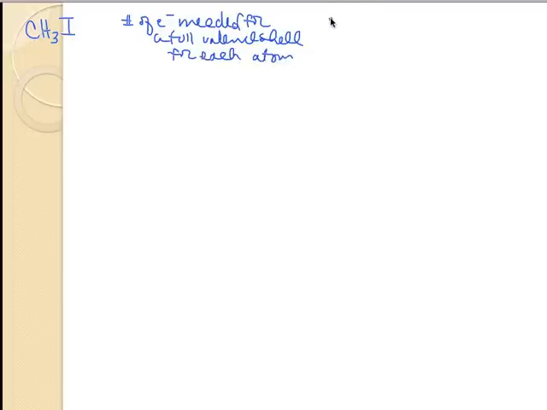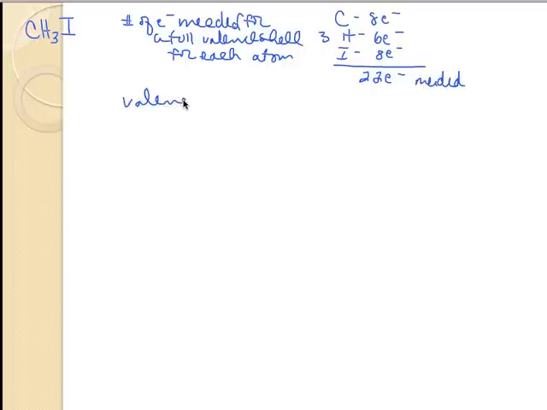So I have carbon, I need 8 electrons. For the 3 hydrogens, I need 6 electrons. And for the iodine, I'm going to need 8. That's how many they need for a full shell. So that's 16 and 6 gives me 22 electrons needed. From that I'm going to subtract the number of valence electrons.